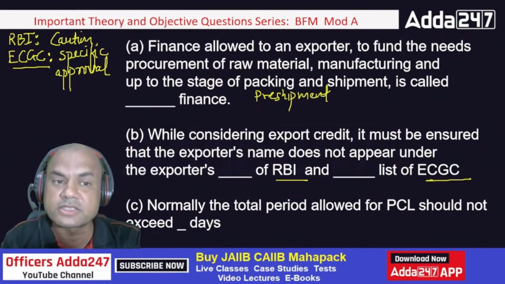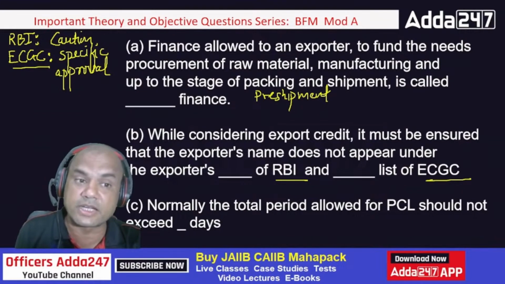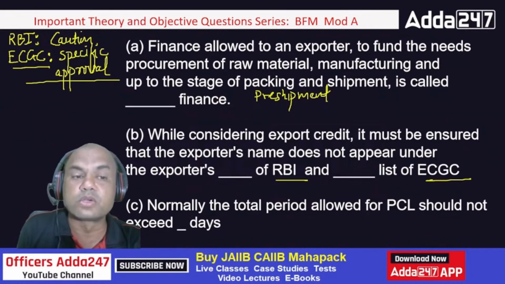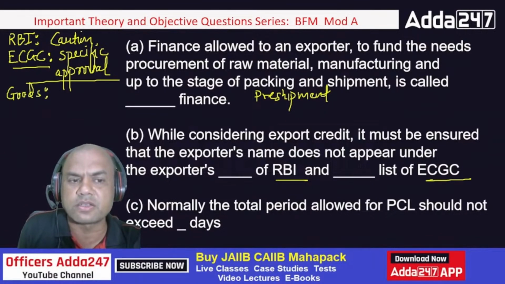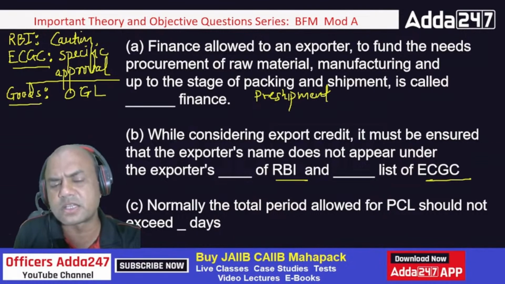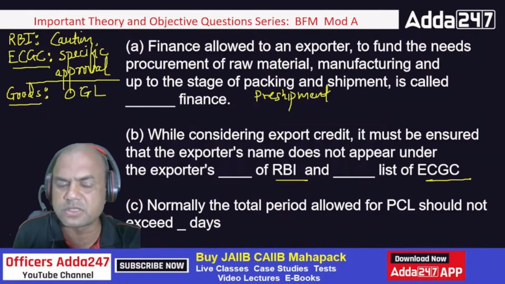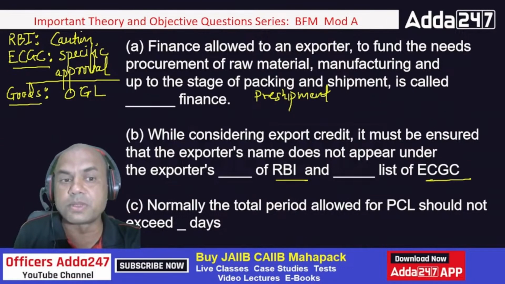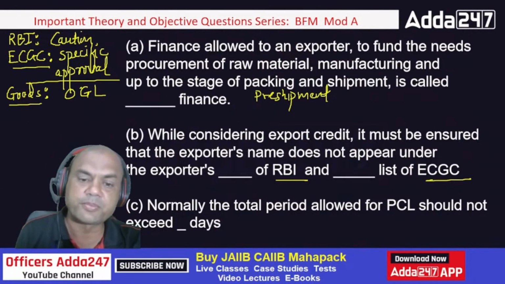So this is one list of ECGC for clients, and there is one separate list of ECGC for goods. Now this is not asked over here, I am giving you generally. That is known as OGL, Open General License. That is another list, but that is not part of this question.